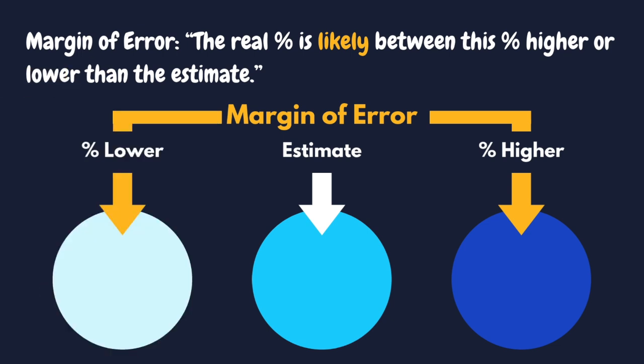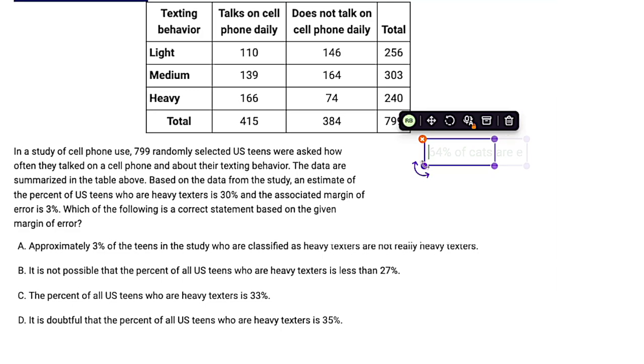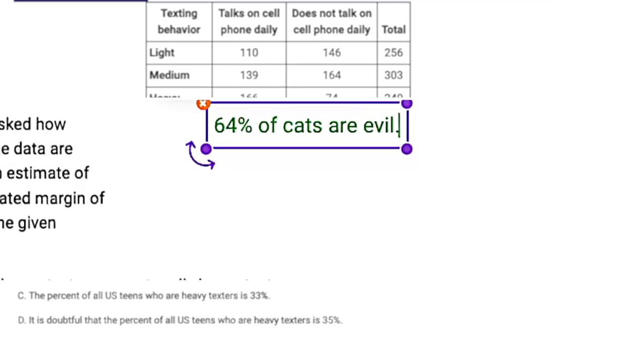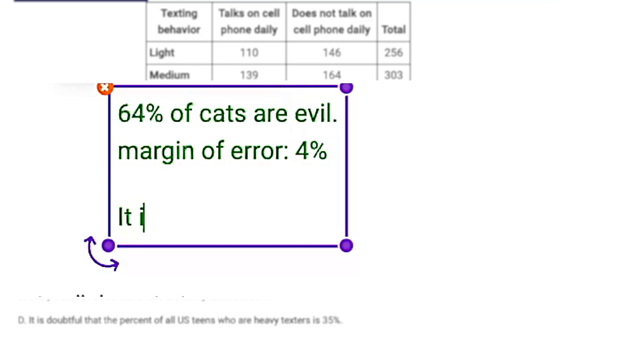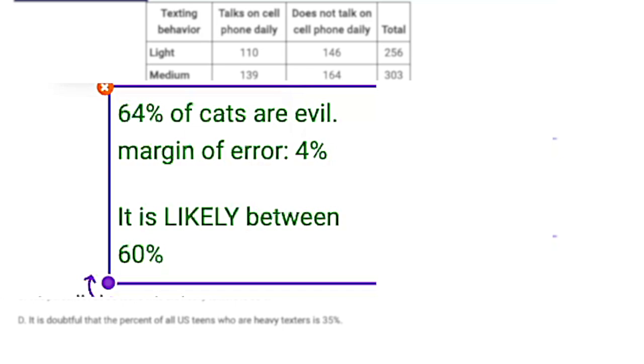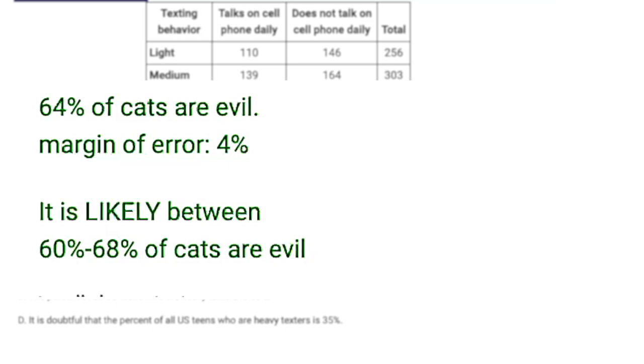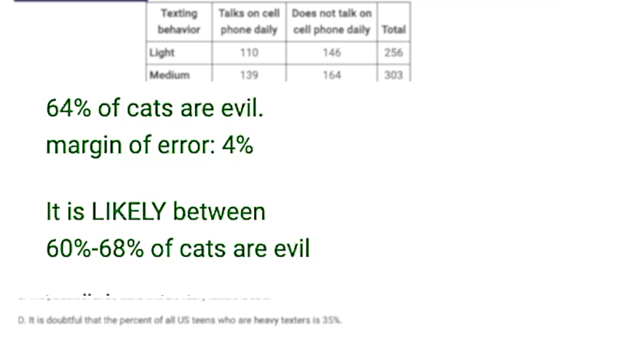So for example, if I said, I did a study and according to my study, 64% of cats are evil, but there's a margin of error of 4%. That would mean it is likely, and it's important that we remember likely here because we don't know, but we can say with confidence that it's likely between 60%, so that's 64 minus the 4%, and 68%, so adding that percentage to the 64% of cats are evil. So that's all we need to remember for margin of error. The word likely, and we're going between a range of subtracting and adding the margin of error.